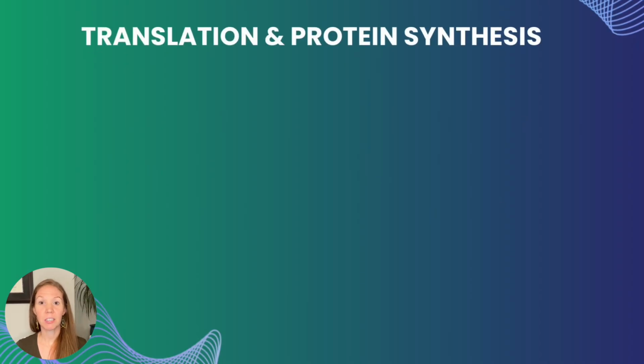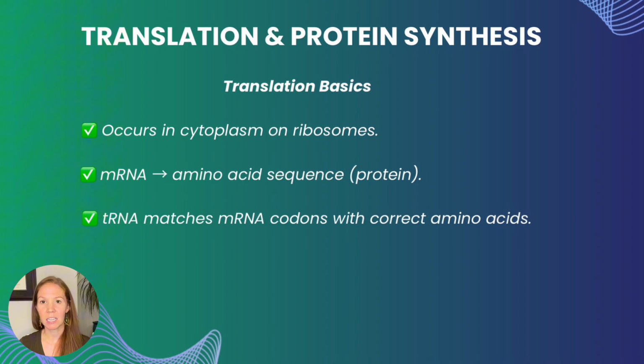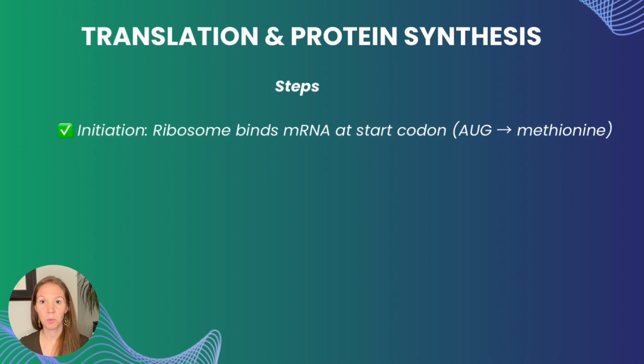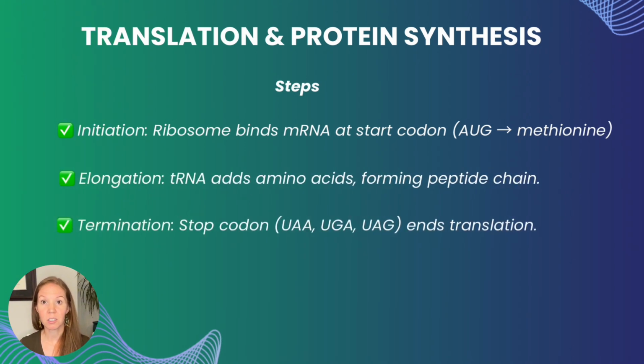Let's move to translation and protein synthesis. You need the translation basics, so it occurs in the cytoplasm on ribosomes. mRNA is translated into an amino acid sequence, so proteins. tRNA matches mRNA codons with the correct amino acids. Make sure you know the steps. Initiation: the ribosome binds mRNA at the start codon, so AUG to methionine. Elongation: tRNA adds amino acids, forming a peptide chain. Termination: a stop codon, UAA, UGA, or UAG, ends translation.